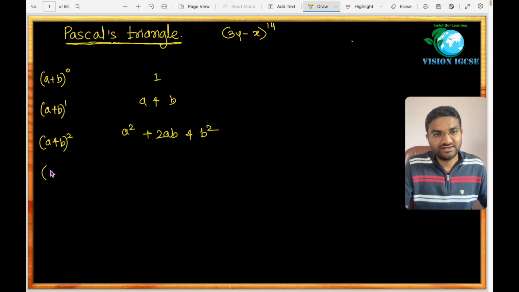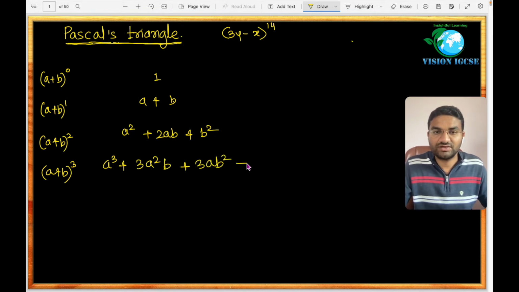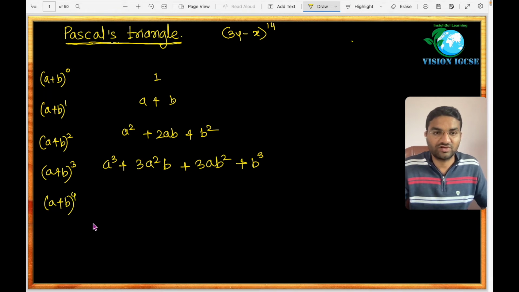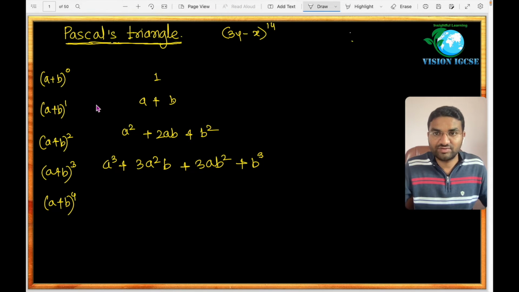Next, (a plus b) cubed gives a cube plus 3a square b plus 3ab square plus b cube. And we'll take one more, (a plus b) raised to 4. We will solve this one at the end, once we are done with the analysis part.